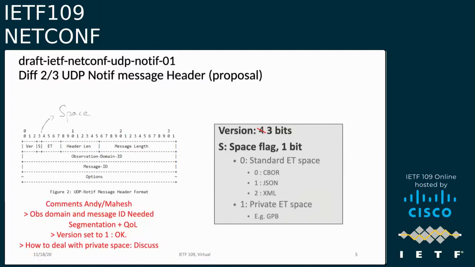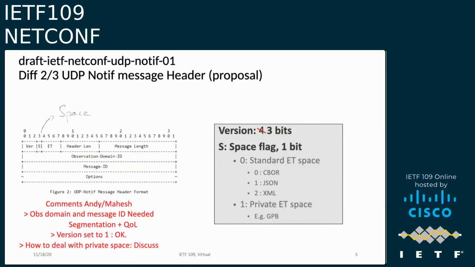Okay, so what I will do, I will put it to 1 right away, or else I'm not complying. And for testing purposes, etc., I will use 0 internally, but I will put it to 1 in the draft. Okay, does that work for you? And I see Mahesh is in the queue.